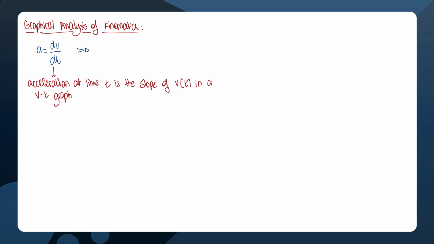So let us start with a equals dv over dt. So by looking at this term, one knows that a is the derivative of v with respect to time. And graphically speaking, the derivative is actually the slope of the function. So in this case, one can say that the acceleration at time t is the slope of the vt curve in a vt graph. So if you have the velocity being plotted as a function of time, taking the slope of the velocity curve at any instant would give us the instantaneous acceleration.